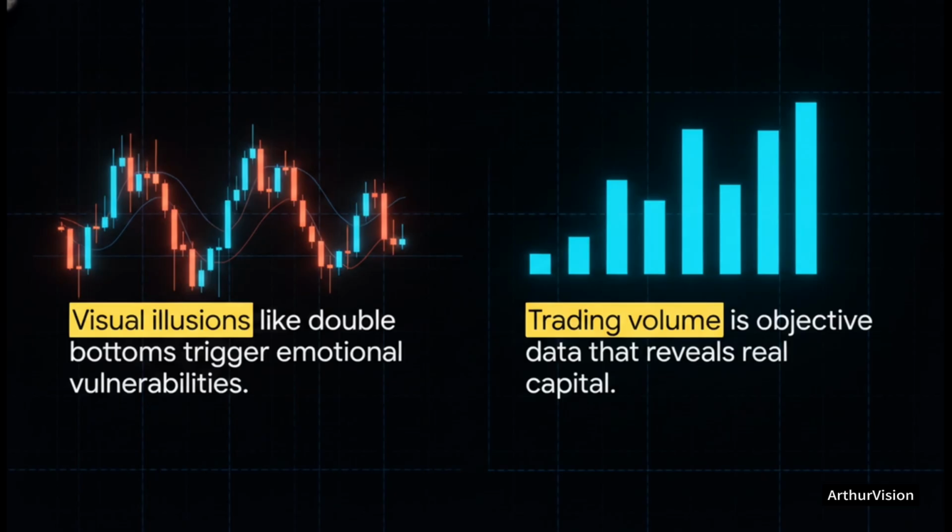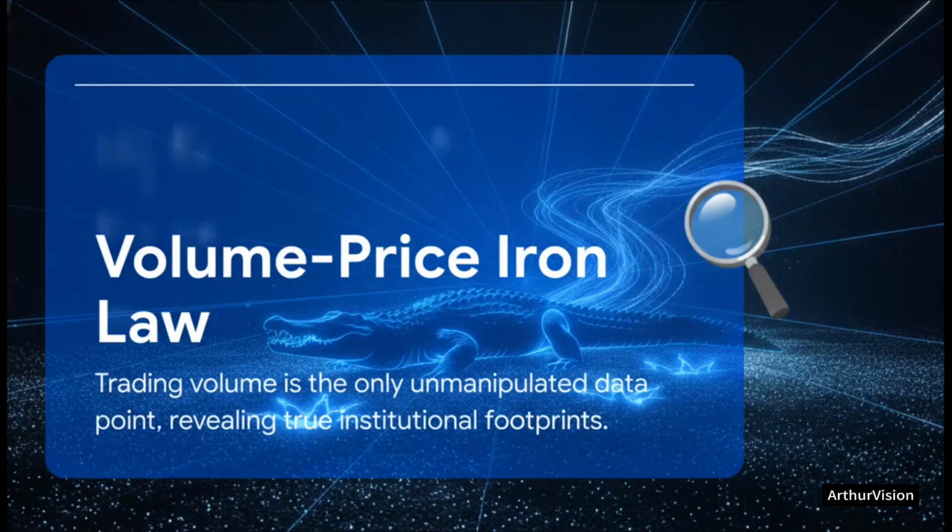On the flip side, we have objective data: trading volume. See, price action can deceive you, and moving averages can be manipulated, but the sheer volume created by real capital, that is absolute. It is completely untamperable. And that brings us to the absolute core of our new algorithm, the volume price iron law. This is the principle that trading volume is the only truly unmanipulated data point out there.